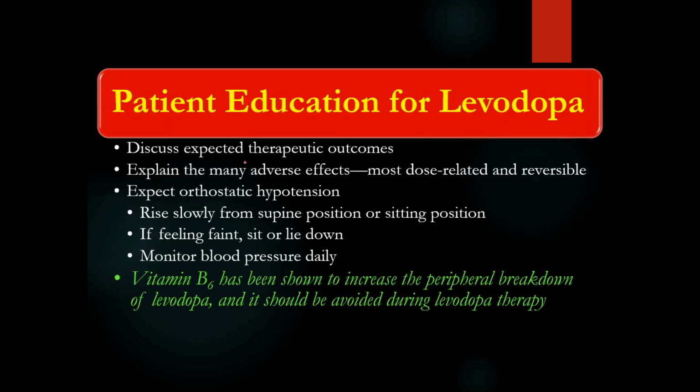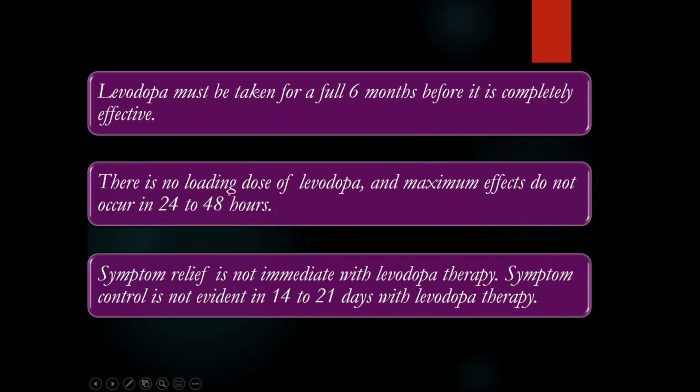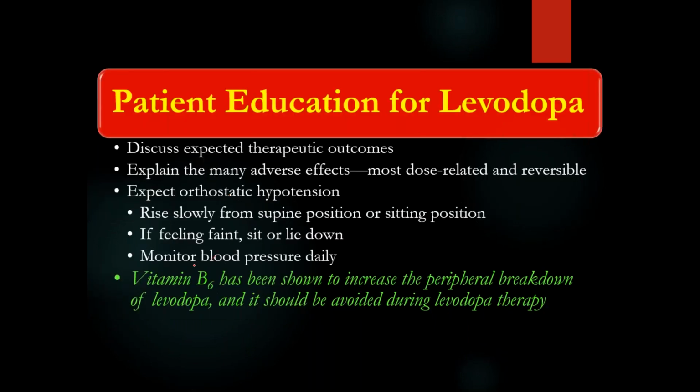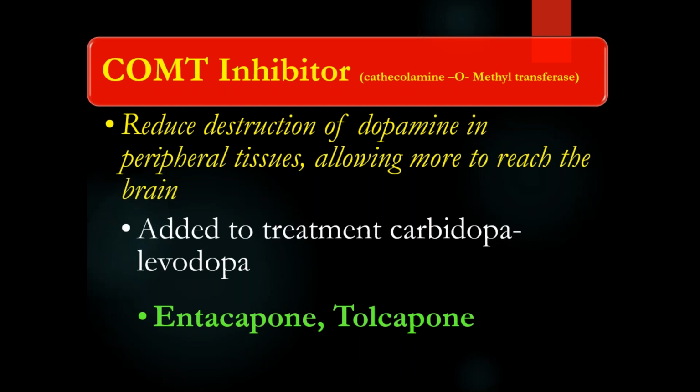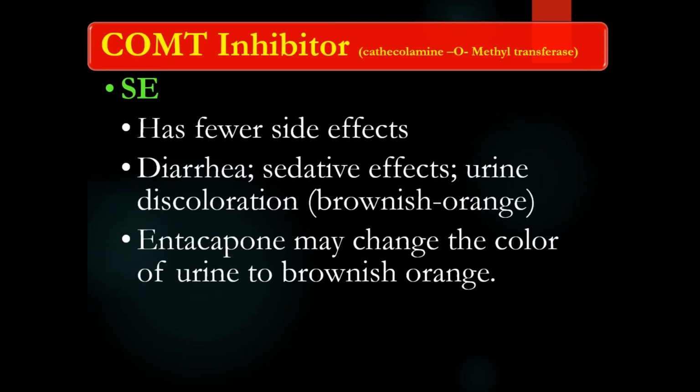You need to decrease the intake of supplements of vitamin B6. Vitamin B6 has been shown to increase the peripheral breakdown of levodopa. So we don't want to have supplements of vitamin B6 if you are taking levodopa, because the effectiveness is going to go down. COMT inhibitor, we have entacapone.